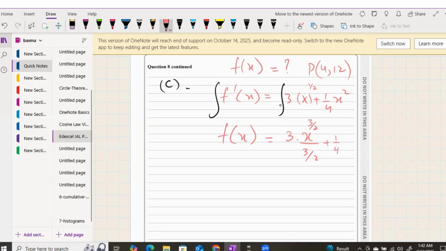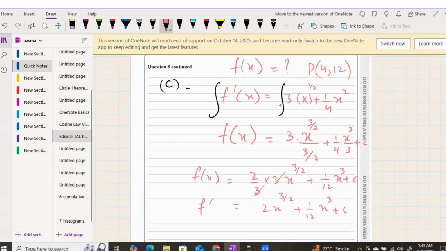Plus 1/4 is a constant, add 1 to the power, so 2 plus 1 makes it 3 over 3, plus c. Yeah, so our f of x will be, you just take the reciprocal of the fraction in the bottom, so that becomes 2/3 times 3, x to the power of 3/2, plus 1/4 times 1/3 will become 1 over 12, x to the power of 3, plus c. The 3 is gone, it is 2 x to the power of 3/2 plus 1/12 x to the power of 3 plus c. That is your f of x.